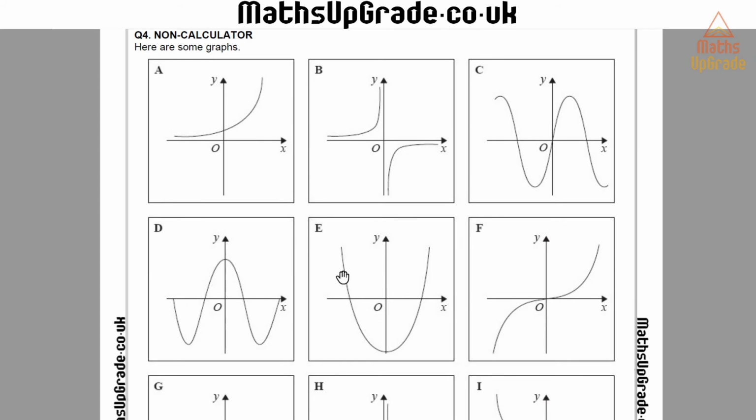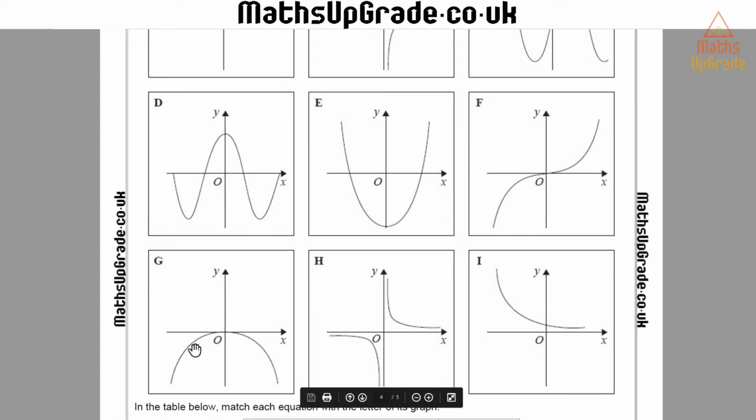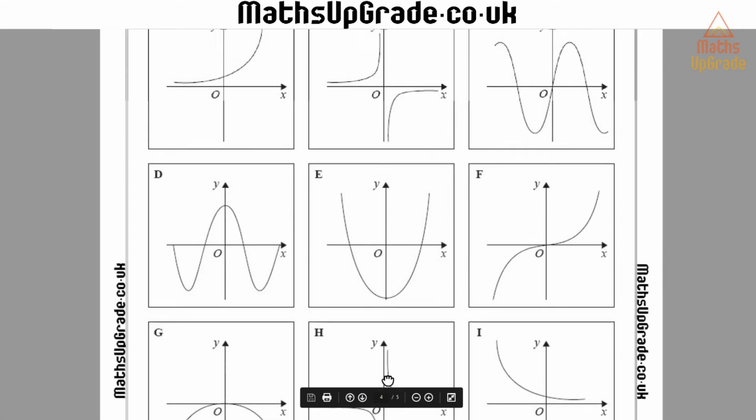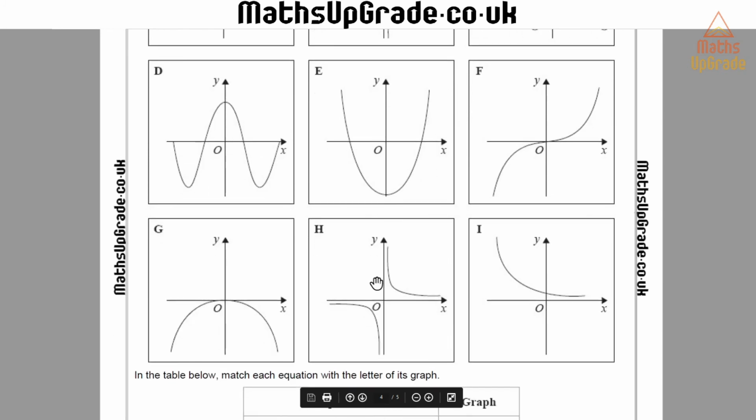This graph here is similar to the sin curve, but it's known as a cos curve, so cosine function. Graph E is known as a quadratic. Graph F is known as a cubic function, so with x cubed. Graph G is also known as a quadratic, but it's the opposite of this one, it's upside down, so it's a negative x squared term. Graph H is known as a positive reciprocal, so this was a negative reciprocal, this one's a positive reciprocal. And graph I is known as inverse exponential, so it's where x is a negative index of a number.